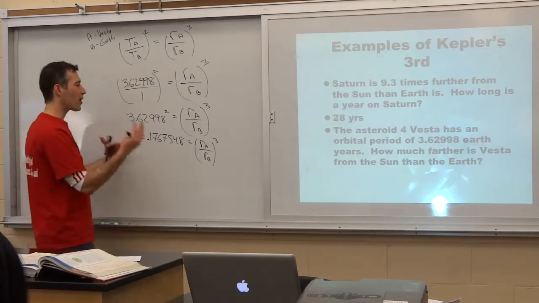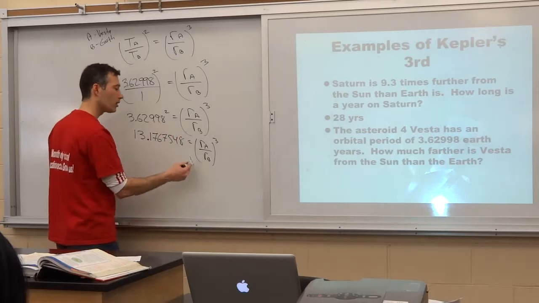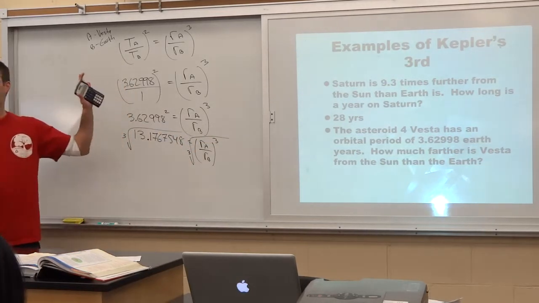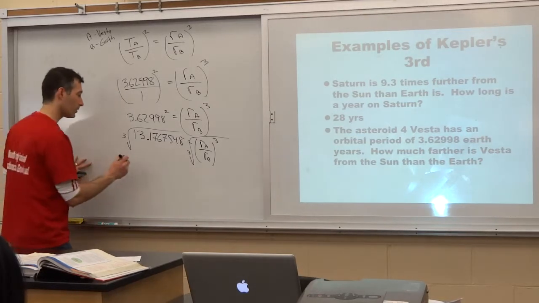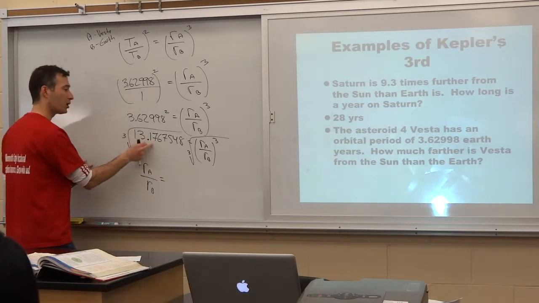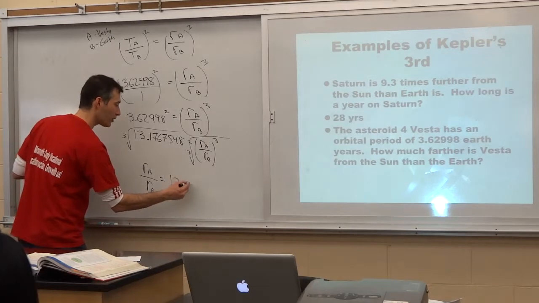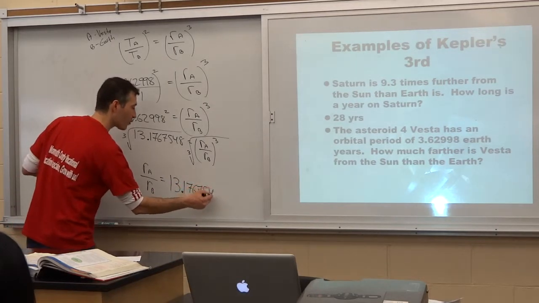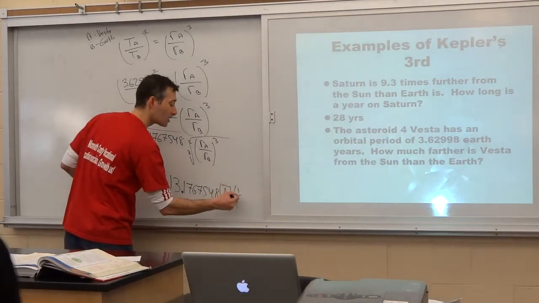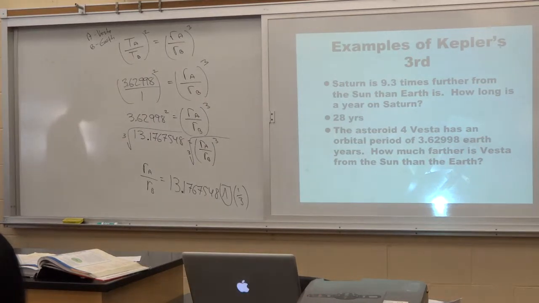So we undo a square by doing a square root. We undo a cube by doing a cube root. So I need to take the cube root of both of these sides. My calculator does not have a cube root button. All right, so let me show you what I did. So RA over RB equals the cube root of this. The way I do it on my calculator is I put in the 13.1767548. I use that caret button again, but this time I raise it to the 1/3 power. Right? 1/3 power is the same thing as a cube root.